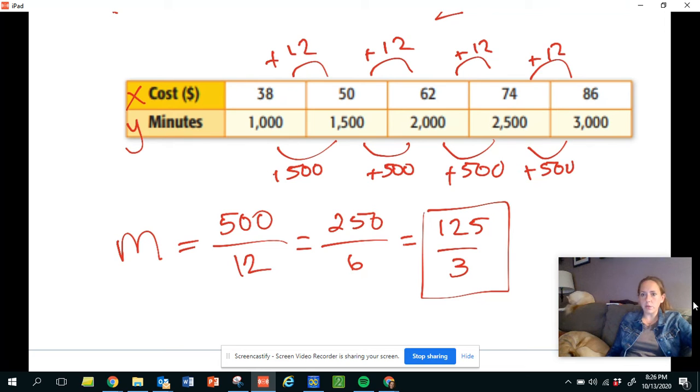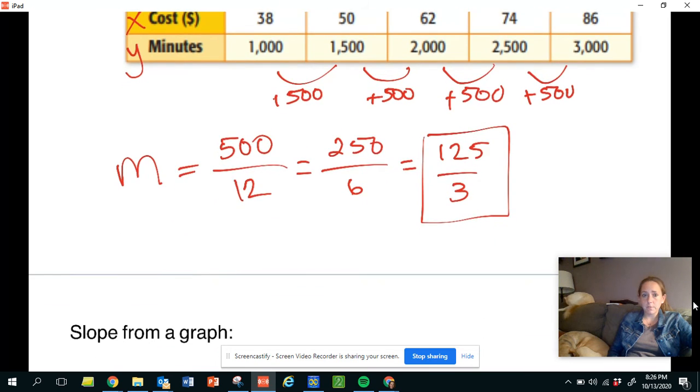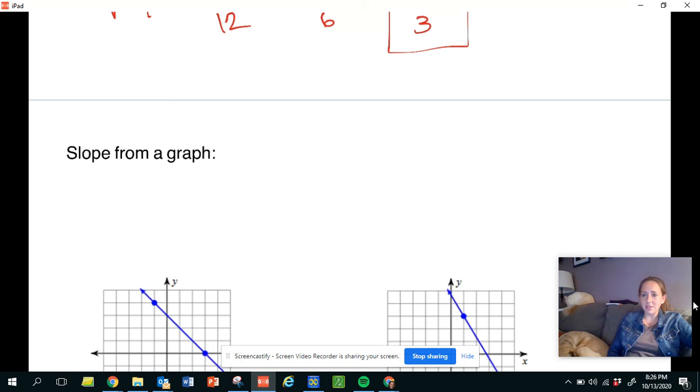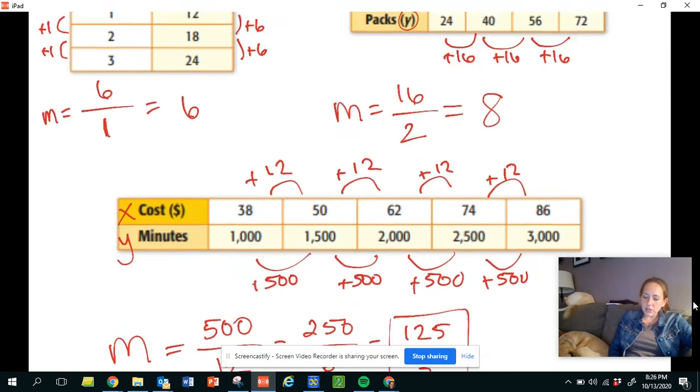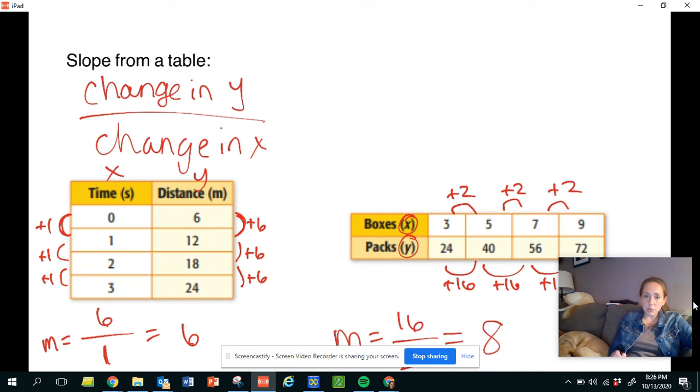Slope should always be in a fraction. For graphing, it makes much more sense to use fractions rather than decimals for slope. So whatever this is, the number of minutes that something takes goes up 125 minutes for every $3 in cost. Whatever that means. Sorry, I didn't pull the context with those tables. My bad. Anyway, remember that slope from a table is change in y over change in x.